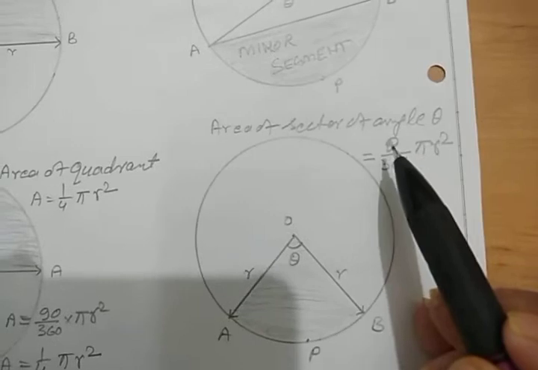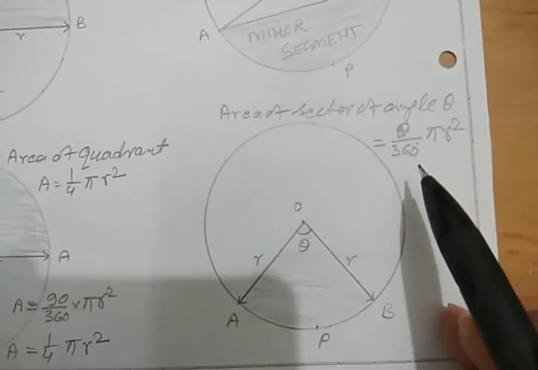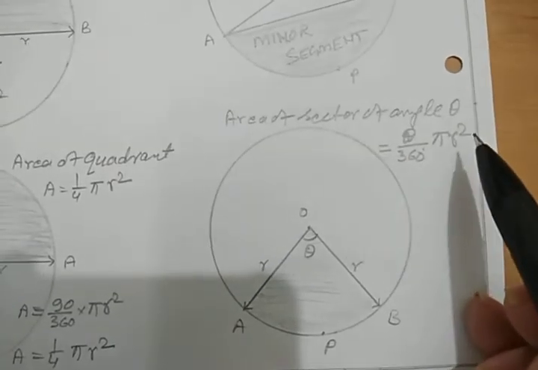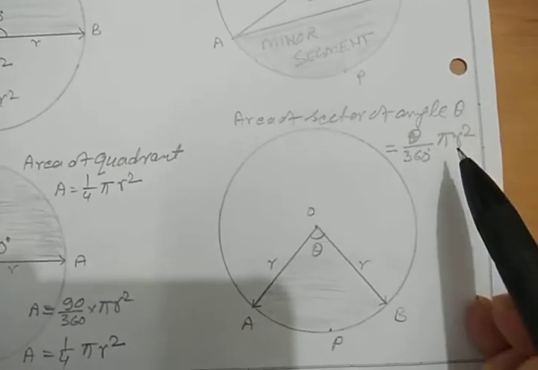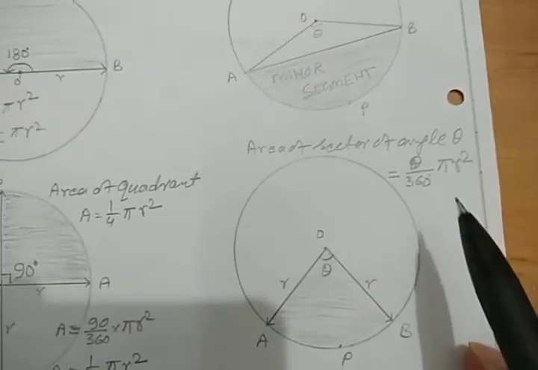Suppose this angle is 30 degree, then we write 30 upon 360 into pi r square. That will give it, and the value of r is given to you. We can easily find the area of this sector.